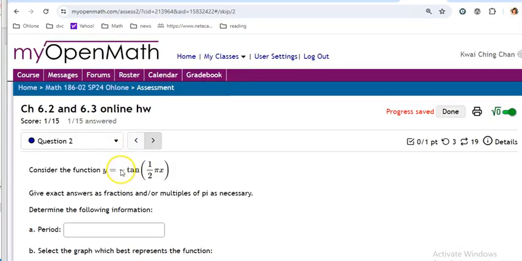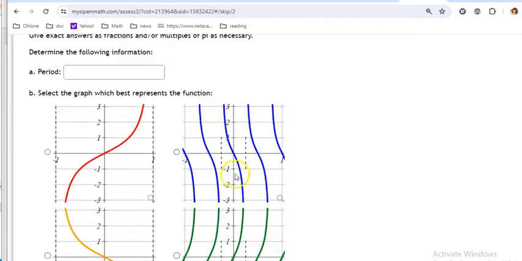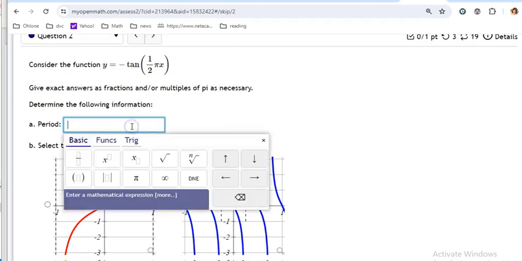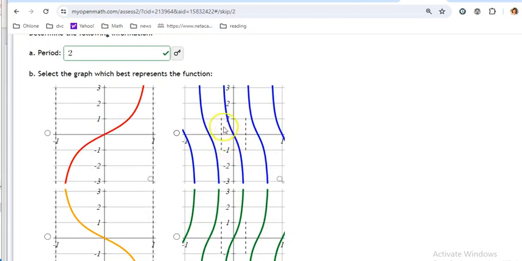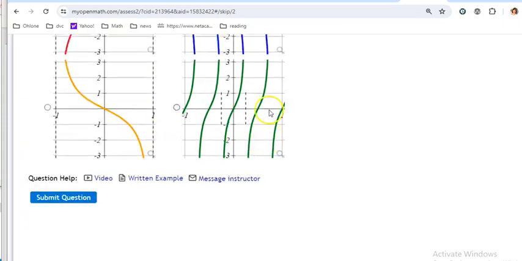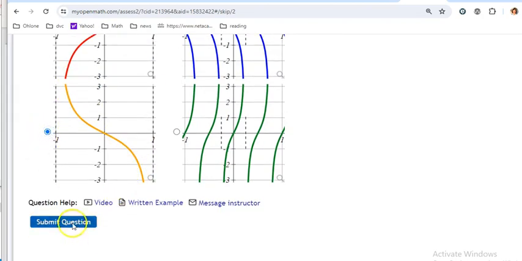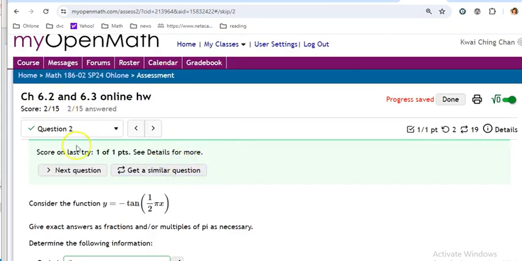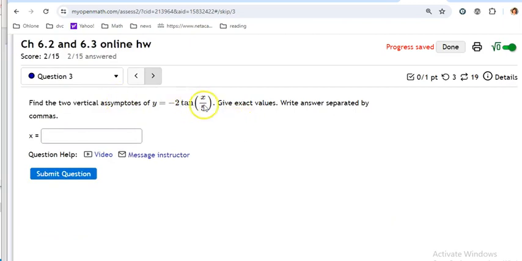You see that there is a negative outside. That means the graph actually flips over. Because the period is 2, the asymptotes are at 1 and negative 1. It should be between 1 and negative 1, and it is downward because of the reflection outside.